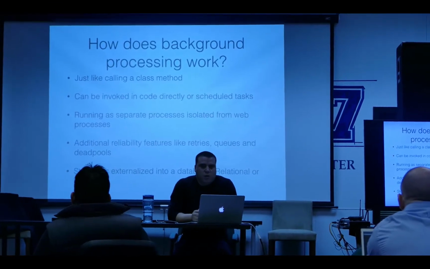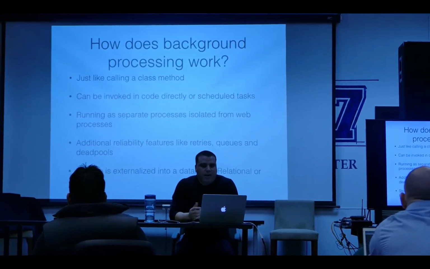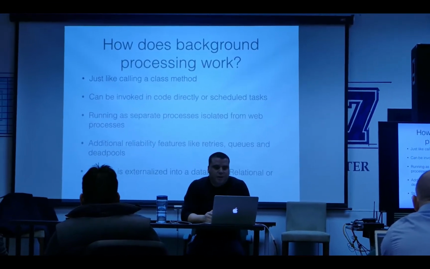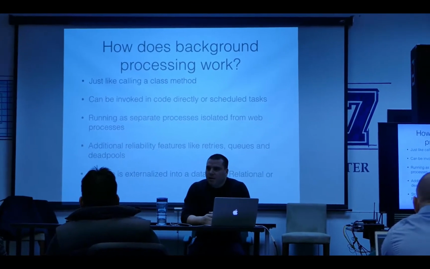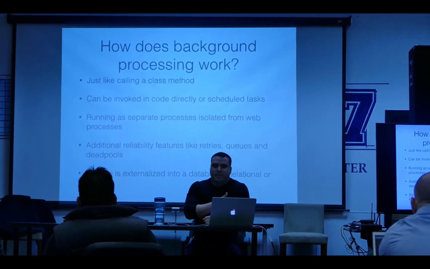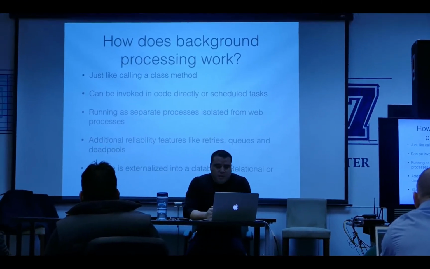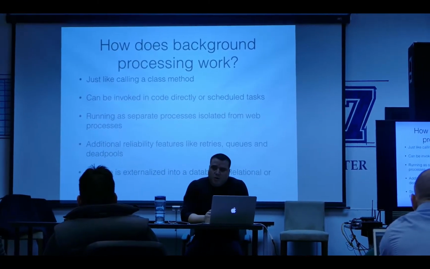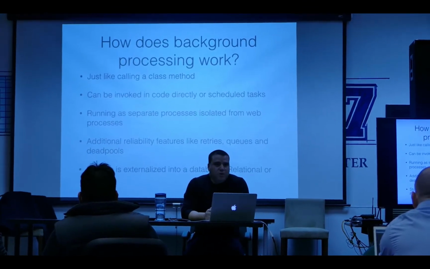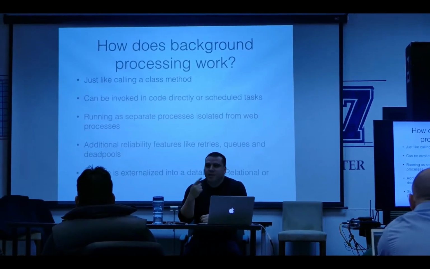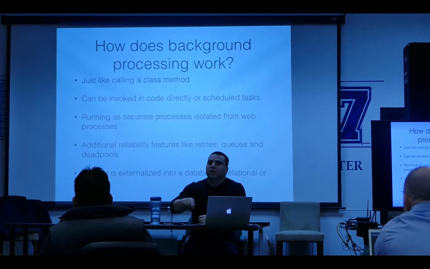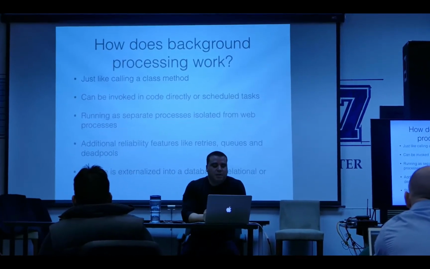So, how does it work? How do you integrate it in your application? It's actually really simple. It's no different than calling a class method. Not an instance method, but a class method like job.performSync. So I'll show you that as well. But it's really simple to get integrated. It can be invoked directly in your code, or we do a lot of scheduled tasks where we'll just run things hourly or every 10 minutes, and they'll invoke the background process jobs.